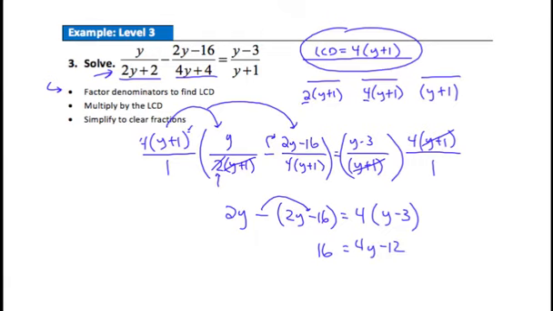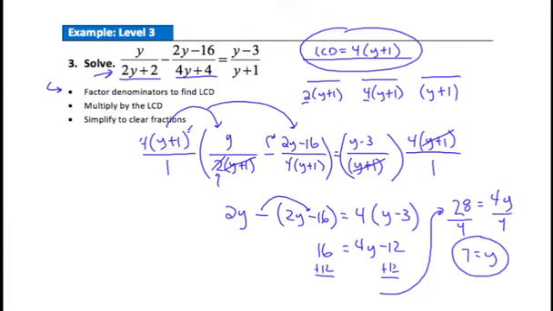Now just a couple steps away from solving this problem. Add 12, and it looks like we'll come over here to finish this. 28 is equal to 4y. Divide both sides by 4. And we see that I get a final answer that y is equal to 7.